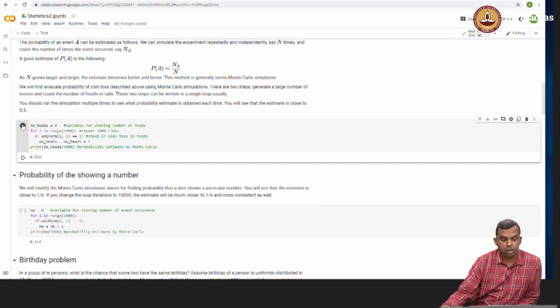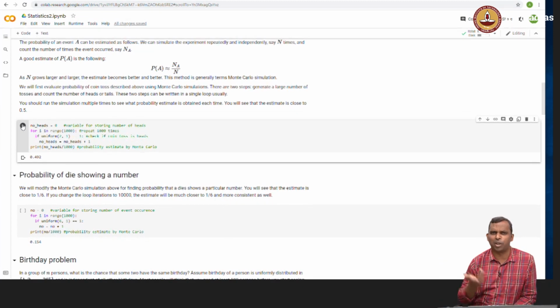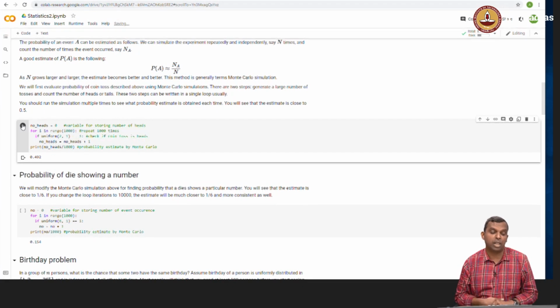0.492, 0.513, 0.48, 0.492, it's sort of close to 0.5, so you won't get the exact 0.5. What the theory tells you is as you keep going to 1000, 10,000, 100,000 and all that, this will become closer and closer and closer to 0.5.